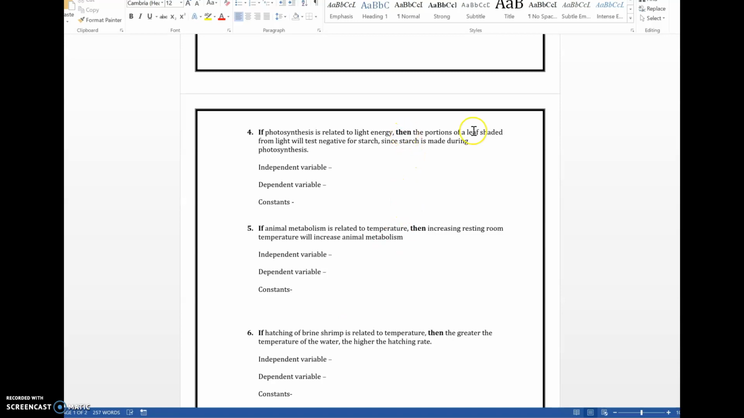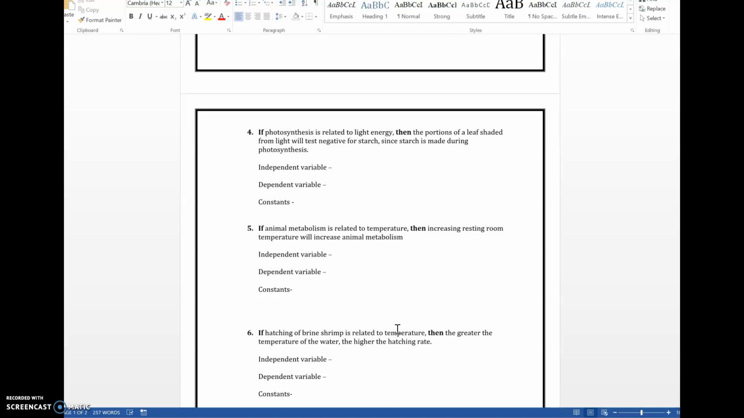Usually, this is a trick of the trade, after then, you can use this a lot of times as the dependent variable. So what are we looking for, right? So then increasing resting room temperature will increase animal metabolism. So here we go. What we're measuring is animal metabolism here. So you want to look kind of after the then statement for the dependent variable. The independent variable usually comes before.